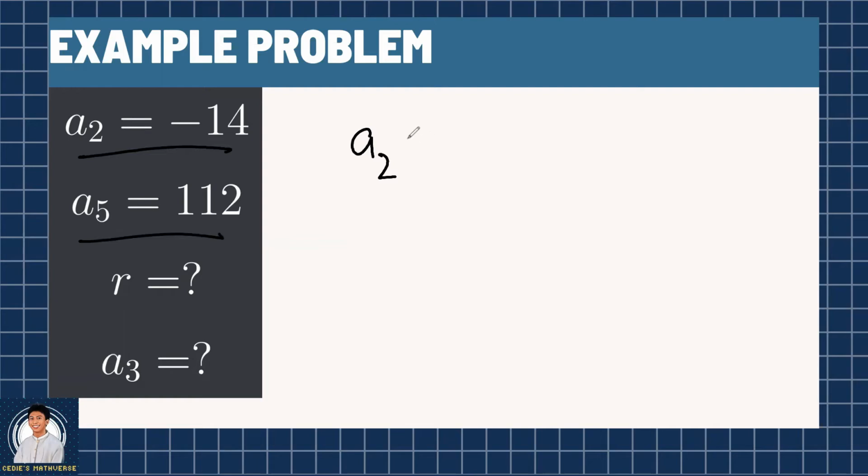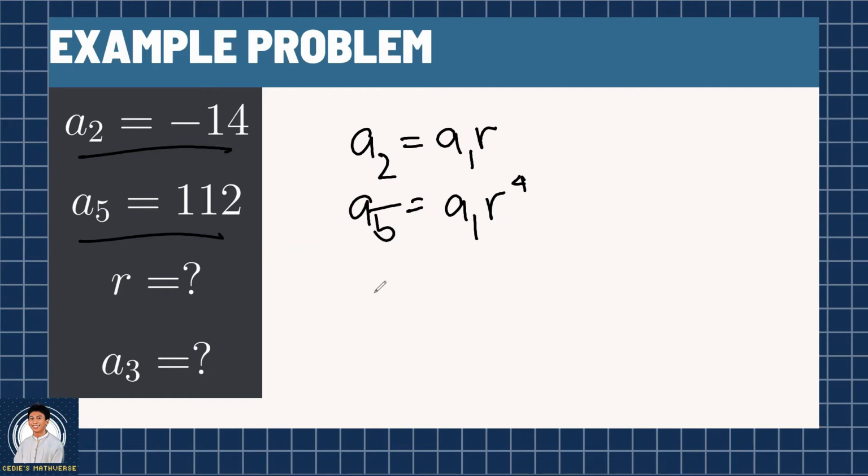A sub 2 is equal to a sub 1 multiplied by r raised to 2 minus 1. So that's just 1, so we let r as it is. So a sub 5 is equal to a sub 1 multiplied by r raised to 5 minus 1, which is 4. So this is our a sub 5.